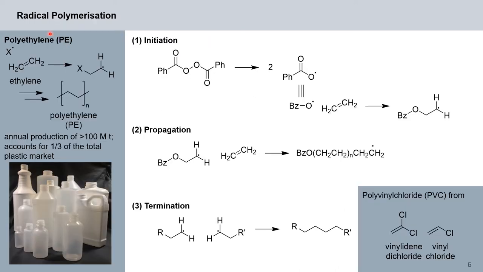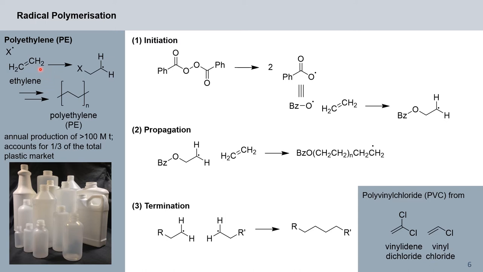Now, one of the most important commercial applications of radical chemistry is radical polymerization. We will look at this in a bit more detail in the fabrication of polyethylene from ethylene gas. Polyethylene amounts to a total annual production of more than 100 million tons, and this is 1/3 of the total plastic market. You can see here at the bottom left-hand side various bottles made out of polyethylene or high-density polyethylene. So polyethylene is really used throughout.